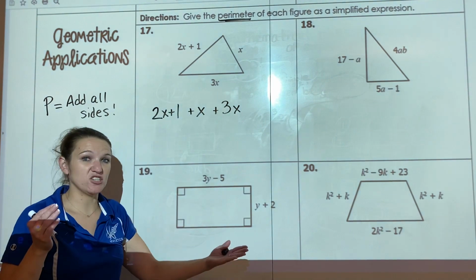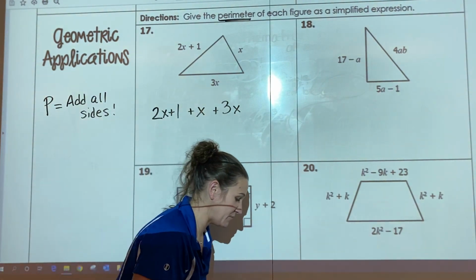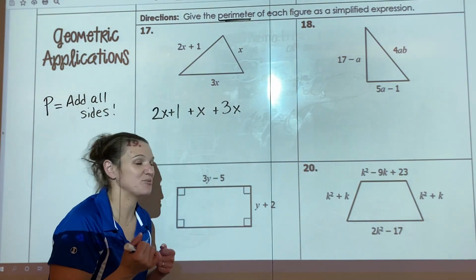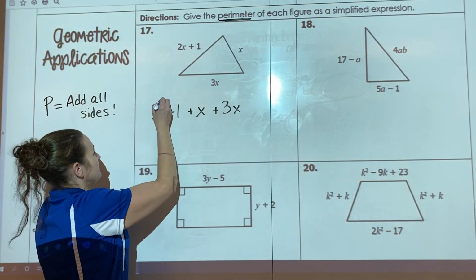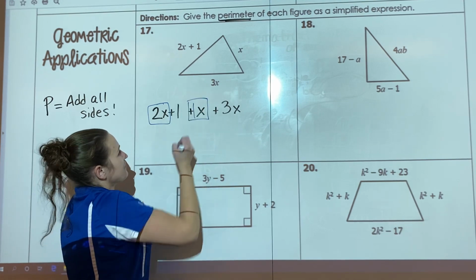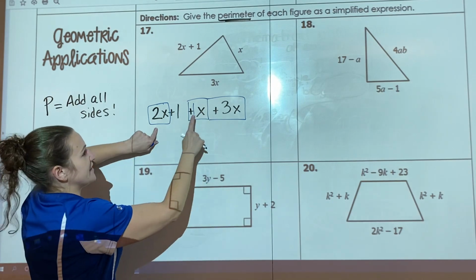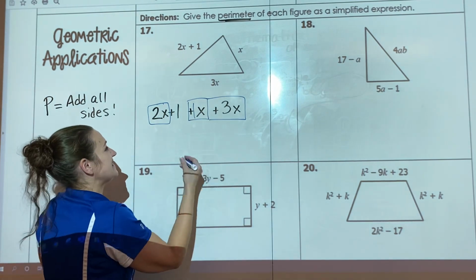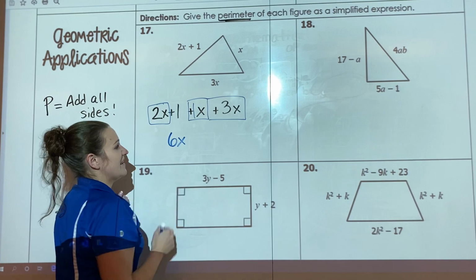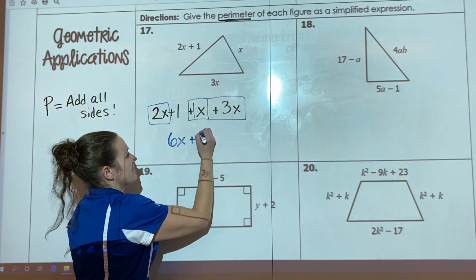Okay, now we've got an expression that has some like terms. And in order for this to be simplified, I need to combine those like terms. So I have a positive 2x, a positive 1x, and a positive 3x. So 2 plus 1 is 3, 3 plus 3 is 6x. My constant doesn't have a like term, so I'm just going to bring it down.